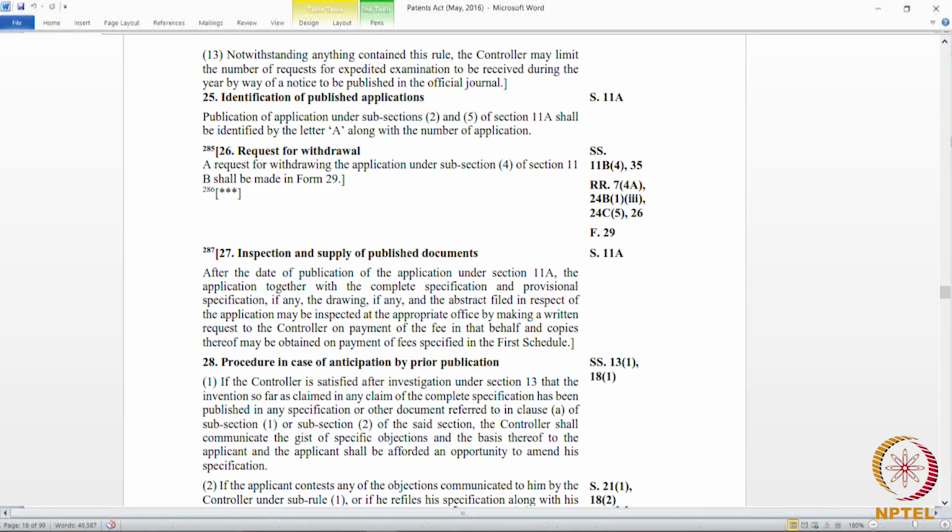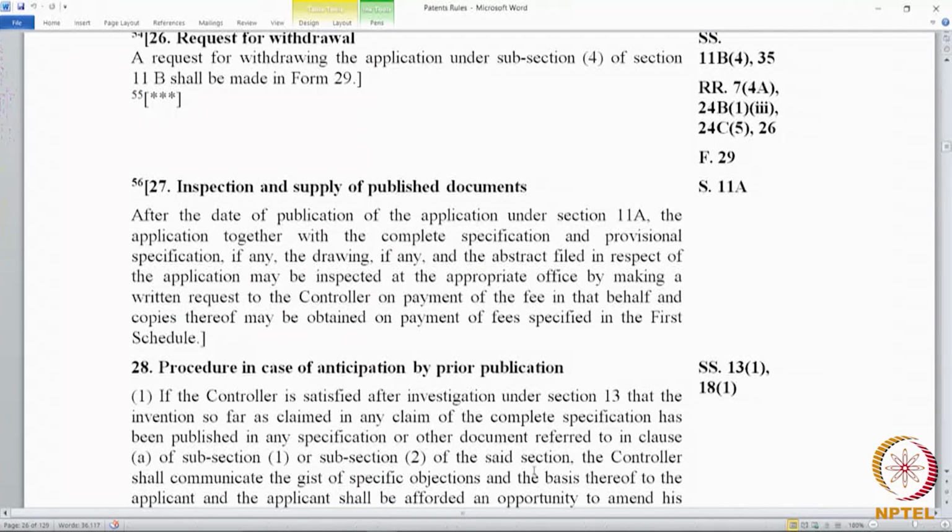Now, the effect of a publication is that upon publication the public is given notice of the application and all the information covered in the application, which means people who have an interest in knowing more about the patent can now get the information from the patent office. Now, rule 27 exactly gives the details. After the date of publication of the application under section 11A, the application together with the complete specification and provisional if any, the drawing if any, and the abstract filed in respect of the application may be inspected at the appropriate office by making a written request to the controller on payment of fees in that behalf, and copies thereof may be obtained on payment of fees specified in the first schedule.